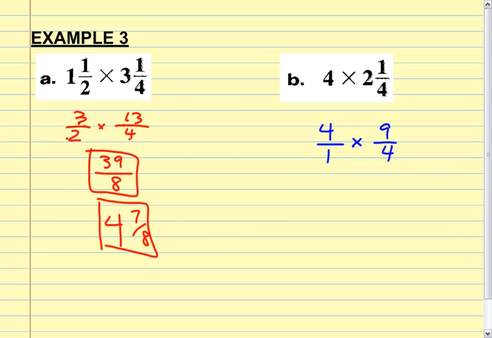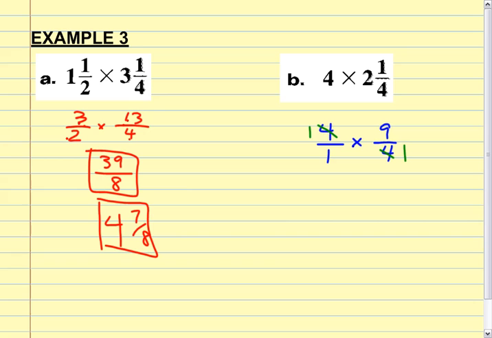9/4. Perfect. Now, Emily, do you see anything that I can cancel before I multiply? Are there any numbers on the top and the bottom that have a common factor that we can cancel out? Which are they? 4. What goes into both 4 and 4? 2. Well, what else goes into 4 and 4? 4. 4 goes into 4 one time, and 4 goes into 4 one time.